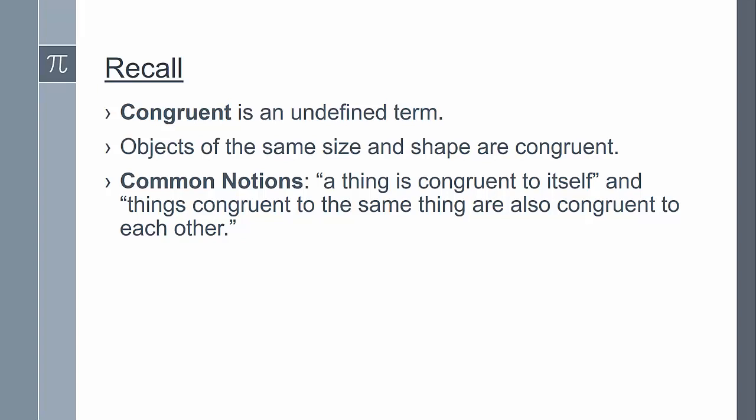But we also recall that we had common notions with the word congruent. So these are Euclid's common notions that a thing is congruent to itself and that things congruent to the same thing are also congruent to each other.